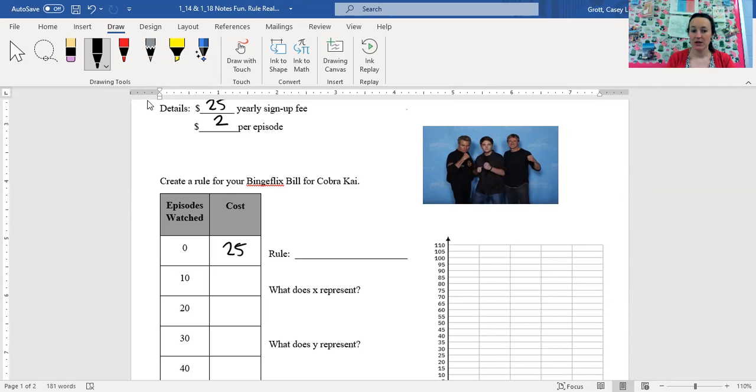A different person watched 10 episodes. How much are they going to end up paying? Well, it's $2 every episode, so 2 times 10, plus $25 for the sign-up fee. We're looking at $45 altogether. A different person watched 20 episodes. How much did they end up paying? $2 for every episode, so 2 times 20, plus the sign-up fee. They ended up paying $65.